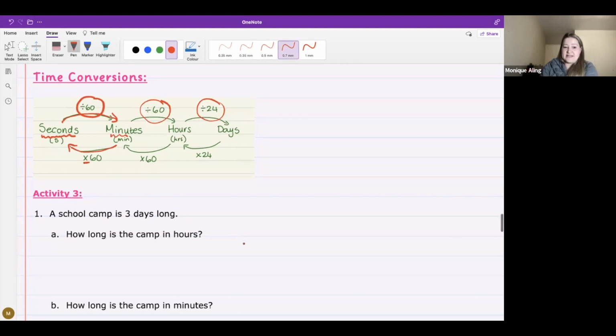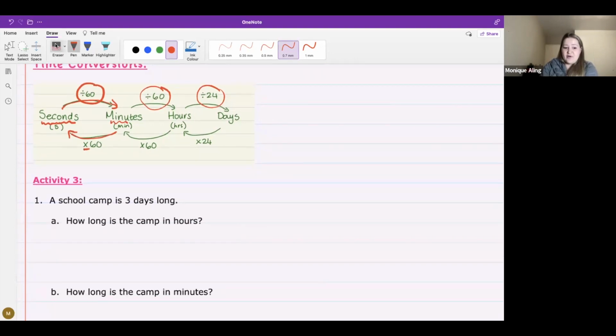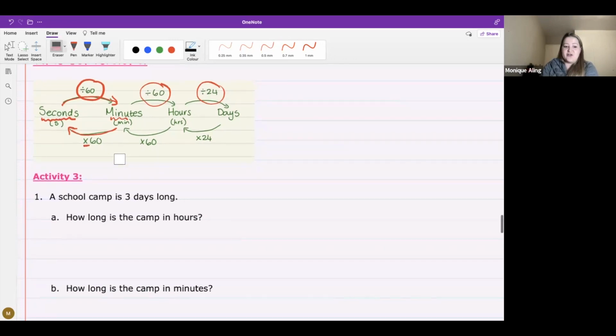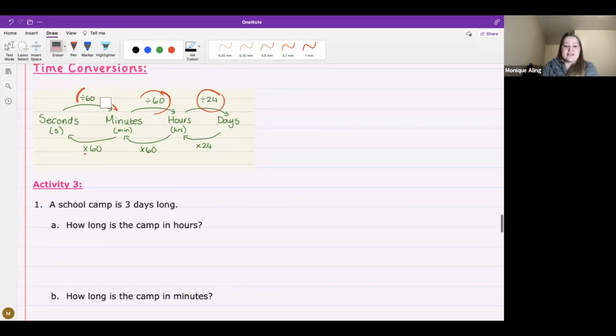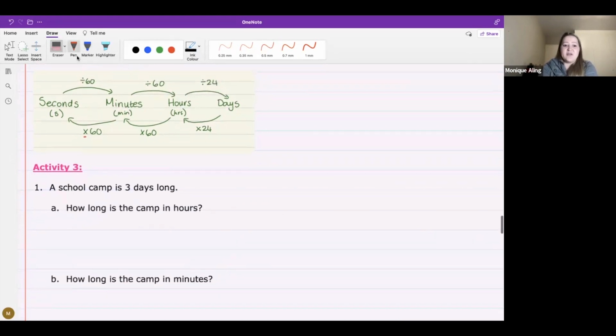Okay, so keeping this in mind, I'm going to ask you guys to quickly do question 1 for me. A school camp is 3 days long. How long is this camp in hours? You can use this diagram to help you. If you need help, let me know.